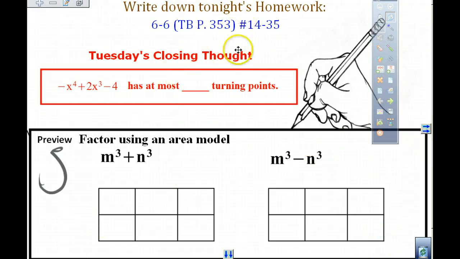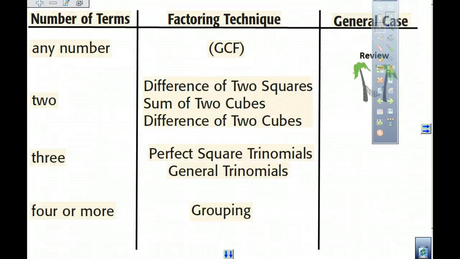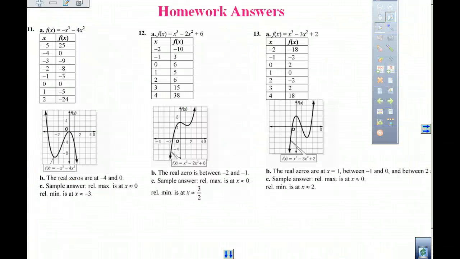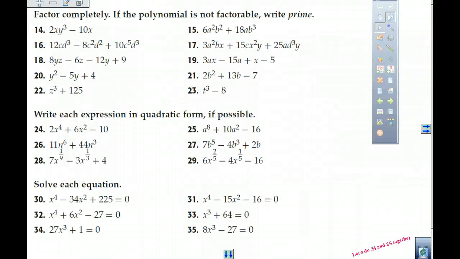Now, just to warn you that this homework assignment today is going to take a little bit of time. It's mostly review, which is a nice thing. Let's take a look at the assignment first. Right here.